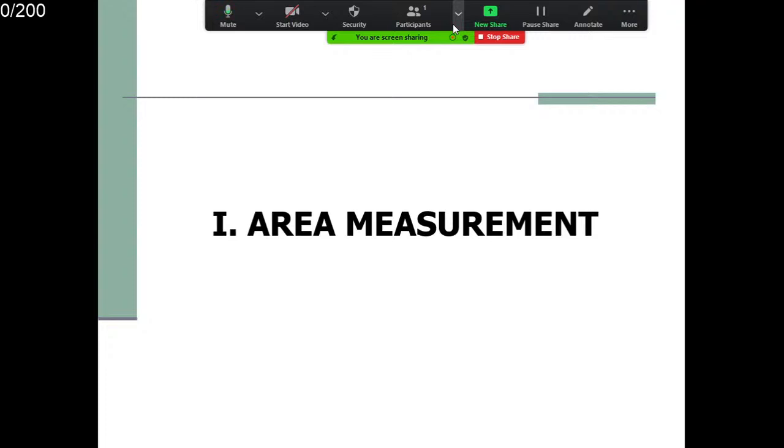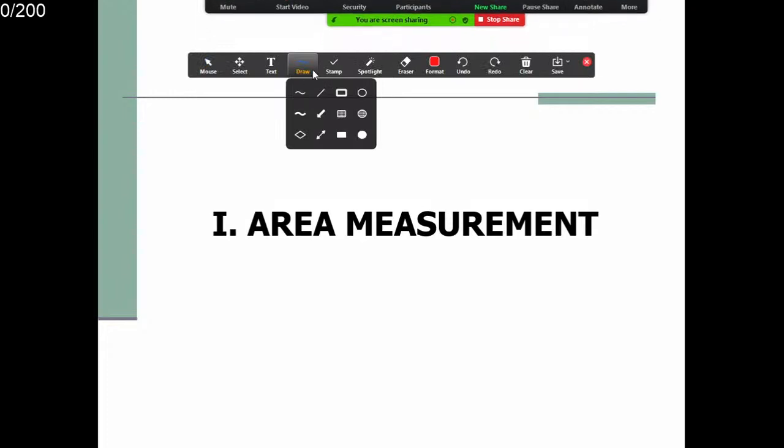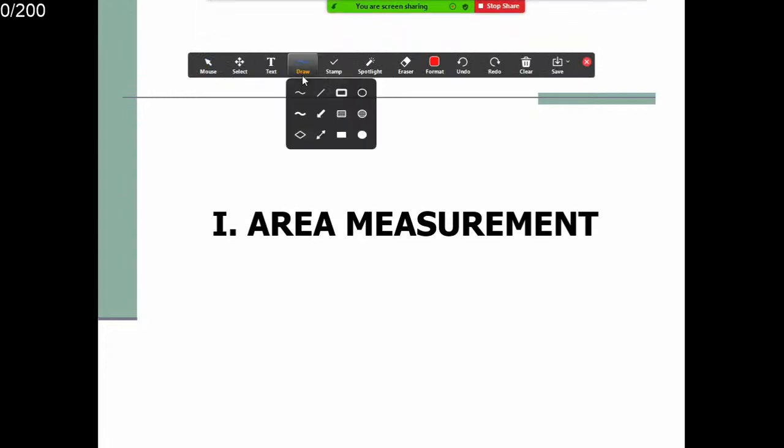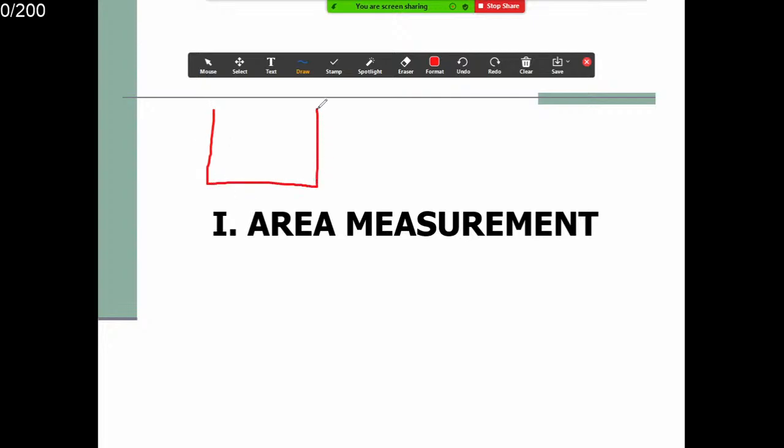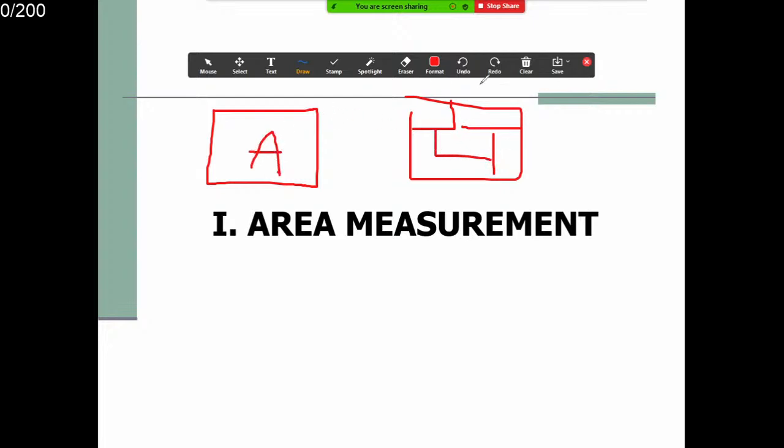Okay, the first thing we're gonna learn about is area measurement. First, we need to learn how to measure area. Let me give you some insights first. Basically, in real estate, you have lots, and you have different rooms in a house. You have to know what the area of a certain room, the house or the lot is.